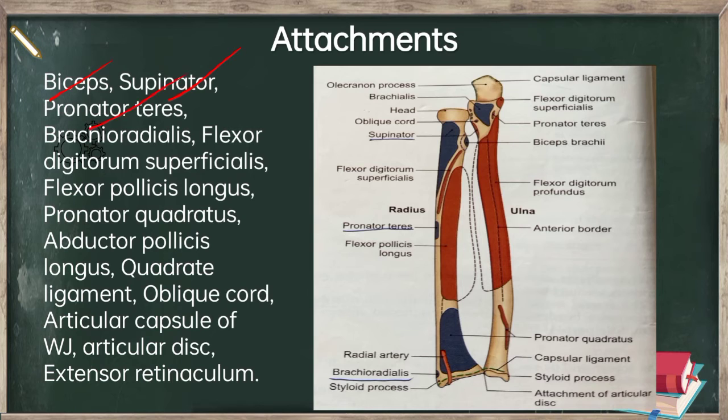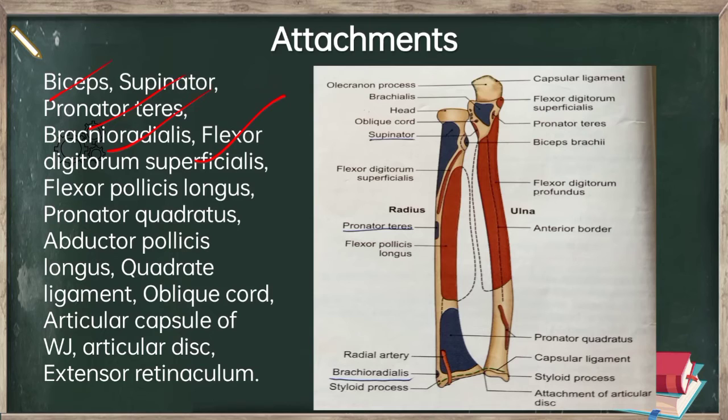Now pronator teres. It is inserted into the middle of the lateral surface. As you can see here, middle of the lateral surface. Next muscle is brachioradialis. Brachioradialis is inserted onto the lowest part of the lateral surface just above the styloid process. So here you can see this is the styloid process. So lower part of the radius just above the styloid process.